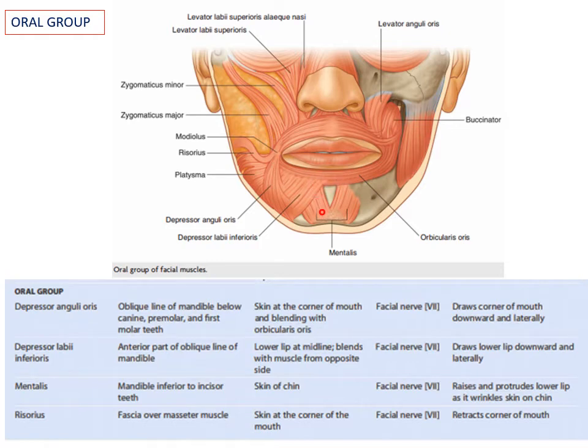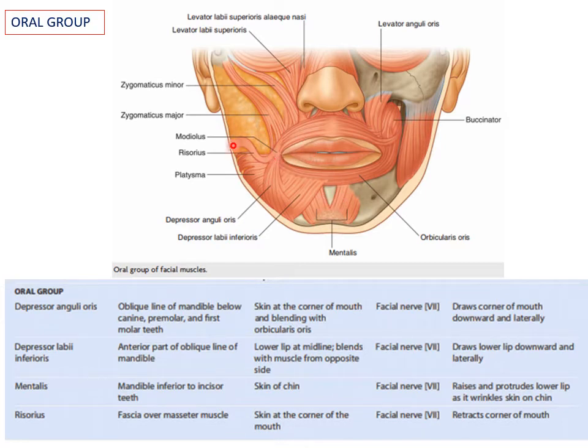Its fibers are then inserted into the skin of the chin. The fibers arise from the mandible inferior to the incisor teeth and are inserted into the skin of the chin. The mentalis muscle is also supplied by the facial nerve, and its function is that it protrudes the lower lip, and it produces wrinkles on the skin of the chin.